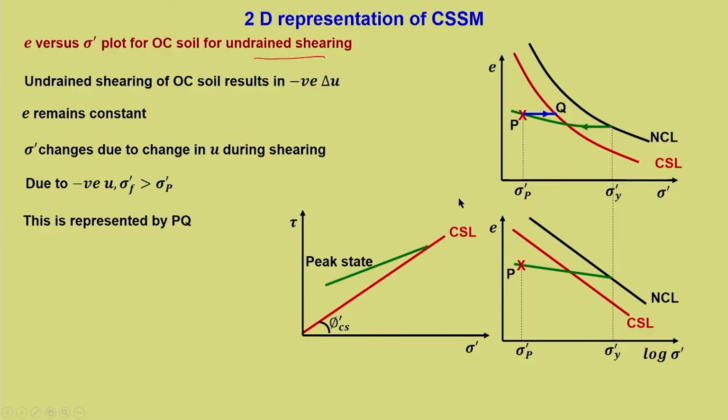Now, what will be PQ? It is very easy to understand for undrained shearing because there is no change in e and we know the relative position of the critical state. So, from here it should go horizontally to Q. That is sigma dash f, the final normal stress. The same is marked in log sigma dash, and this is the way in which the stress path moves. You remember in the case of stress path representation, we marked something like this, that it is moving towards the right.